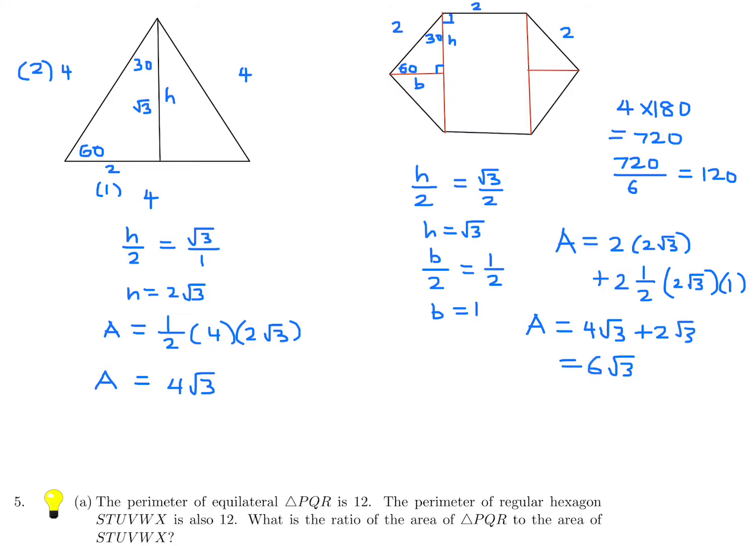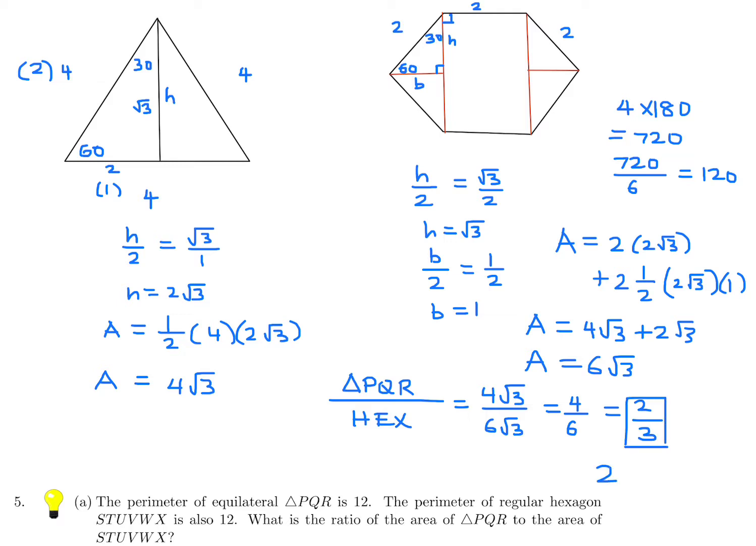So now I have to find the ratio of the areas of the triangle PQR over that hexagon. I'll just call it hex for hexagon. So it's 4 root 3 over 6 root 3, and that's 4 over 6. The root 3's cancel, and that's just 2 over 3. Or if you want, you can put it in this format, 2 to 3, like that.